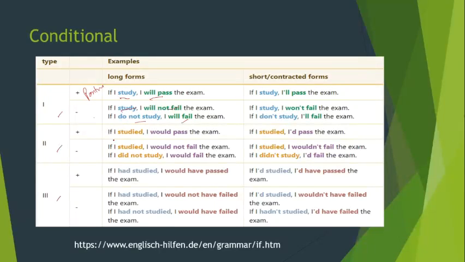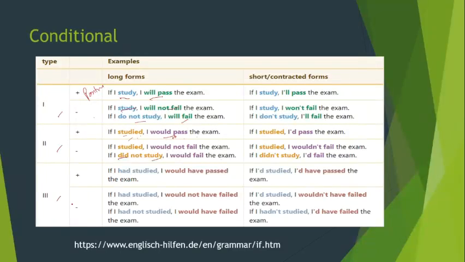Now when we talk about the second conditional, we have the simple past tense in the if sentence and the result in the main sentence. If I studied, I would pass the examination. So would plus verb form. If I studied, I would not fail the exam. If I did not study, with the did, the simple past, we use the first form of verb, I would fail the exam.